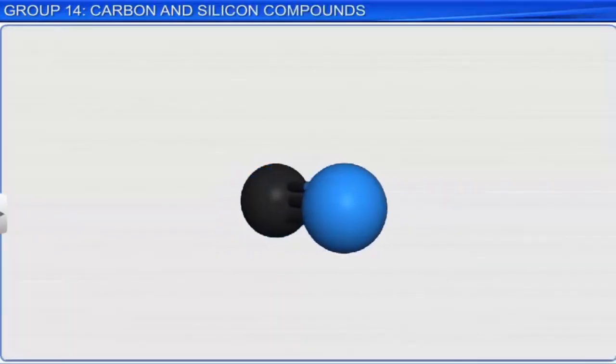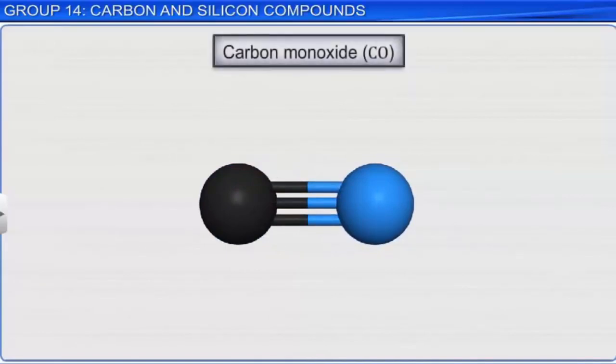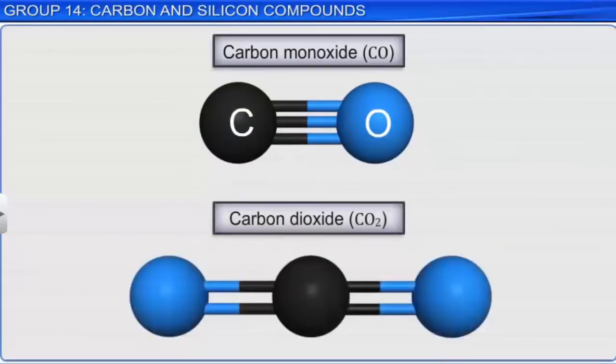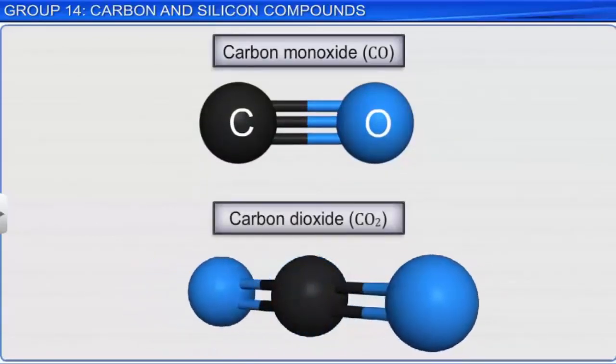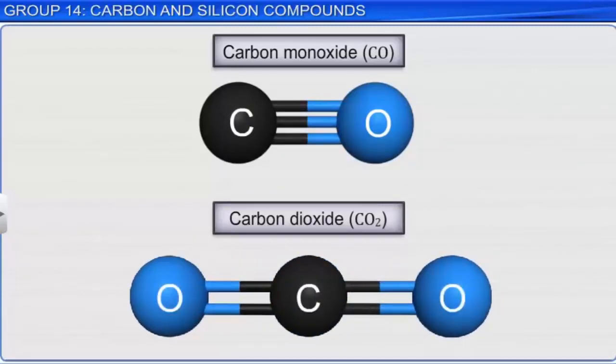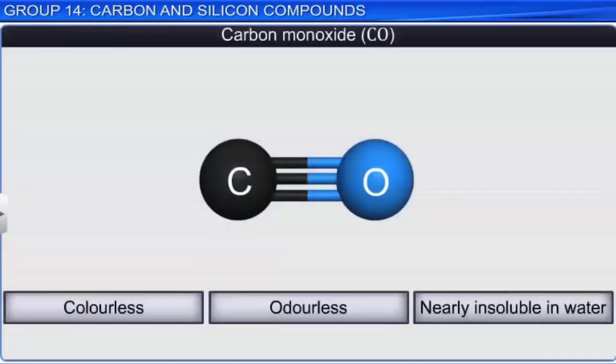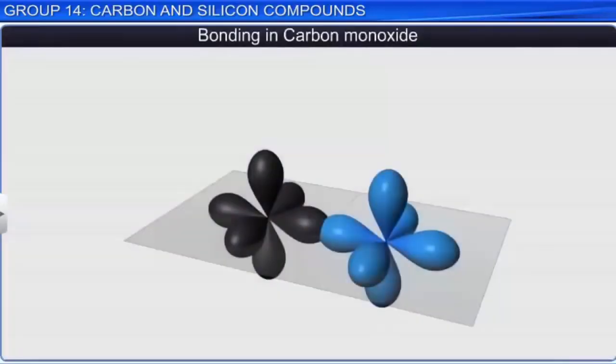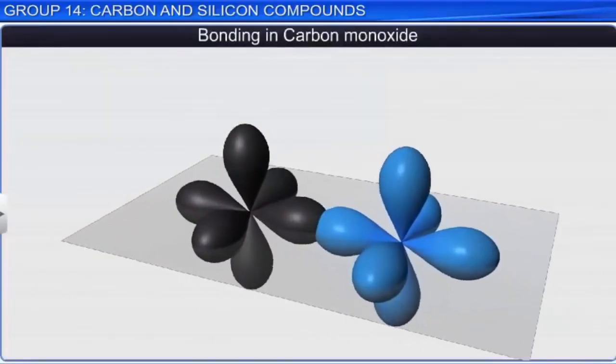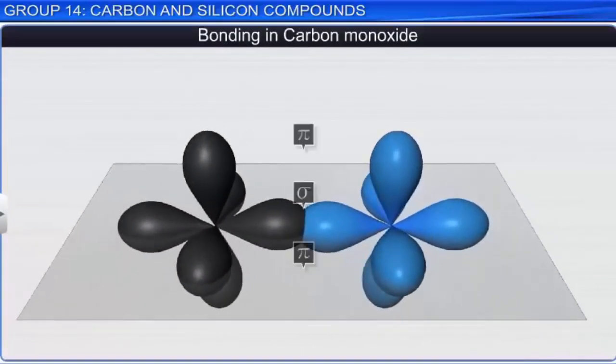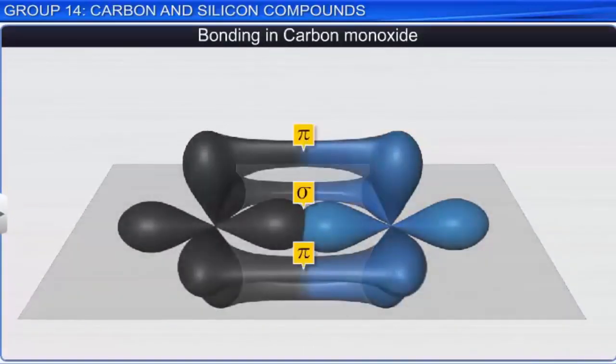We'll start with the oxides of carbon. Carbon monoxide, with the chemical formula CO, and carbon dioxide, CO2. Carbon monoxide is a colorless, odorless gas that is nearly insoluble in water. The carbon monoxide molecule contains 1 sigma bond and 2 pi bonds, as shown in the illustration.